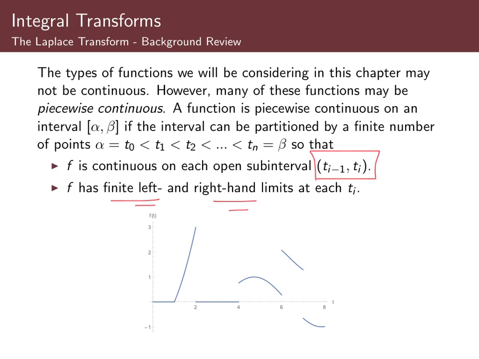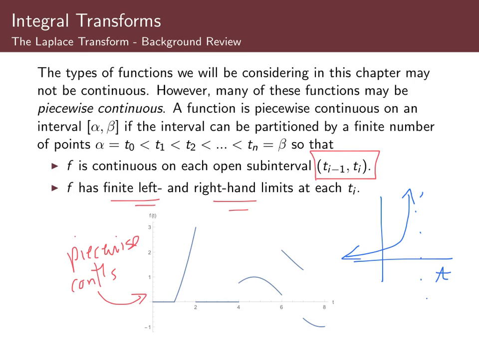So, for example, this is a function that is piecewise continuous, whereas something like, if we had a vertical asymptote at a particular point, this would not be piecewise continuous because these limits would not be finite at one of the partition points. Okay, so we certainly need the only type of discontinuities to be jumps.